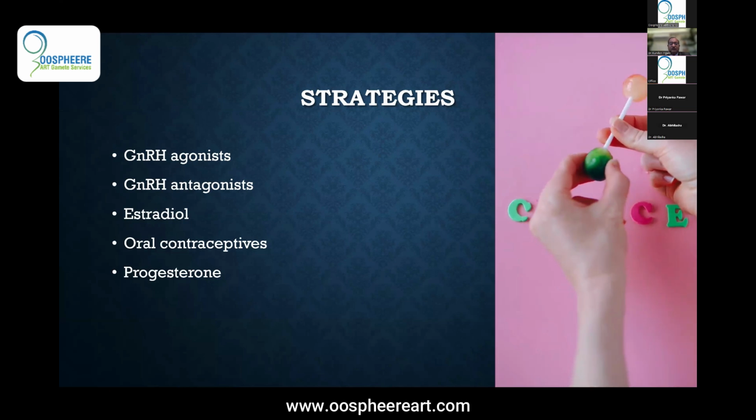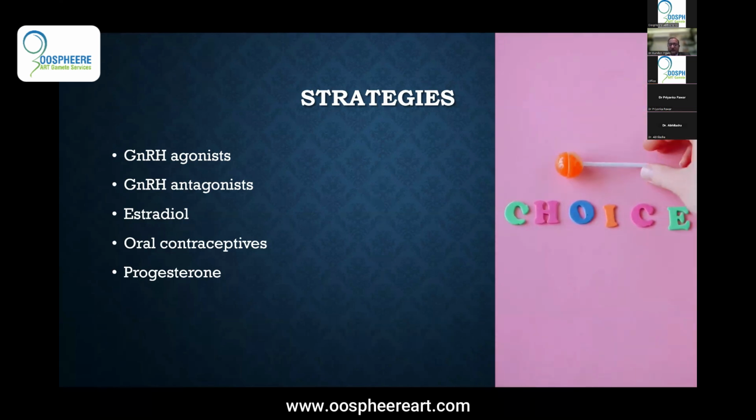Now, when it comes to strategies, what drugs are we going to use? So what are those agents which will help us to achieve the downregulation? The ancient conventional agent is a GnRH agonist. We will understand the mechanism of action. Second is the GnRH antagonist. Then we can use agents like estradiol, oral contraceptive pills, and progesterone for the downregulation.